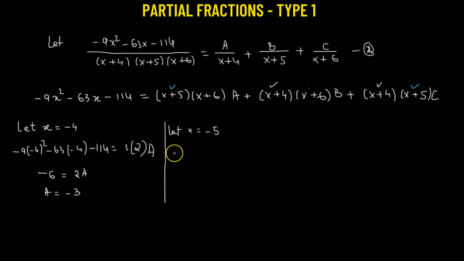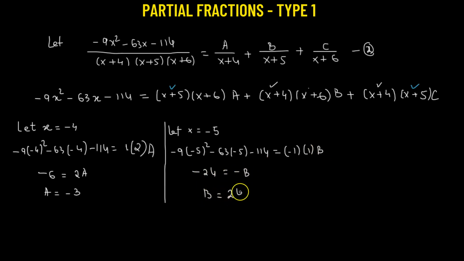That means our equation will now become -9 multiplied to (-5) squared minus 63 times -5 minus 114. So that will be equal to, so the first term and the third term go to 0. Don't have to worry about it. We have -5 plus 4, so that's -1, multiplied to -5 plus 6, so that's +1, times b. So this is going to give us -24 equals to -b. So b value comes out to be +24.